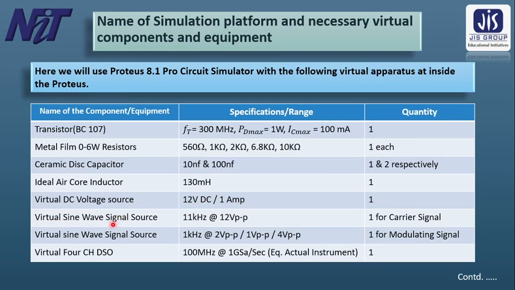Two sine wave signal sources we have used, one for the carrier signal, 11 kilohertz, 12 volt peak to peak, and another for the message signal, 1 kilohertz, at 2 volt, 1 volt and 4 volt respectively, to generate the different kinds of modulation: critical, over and under.